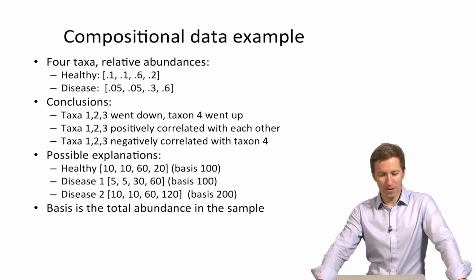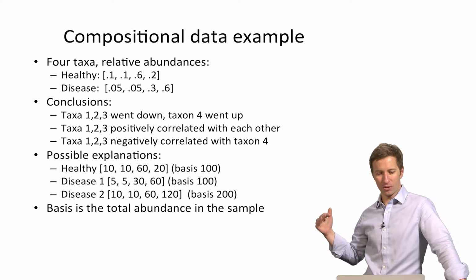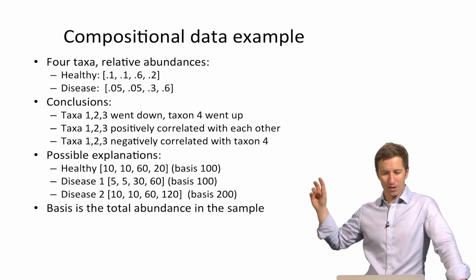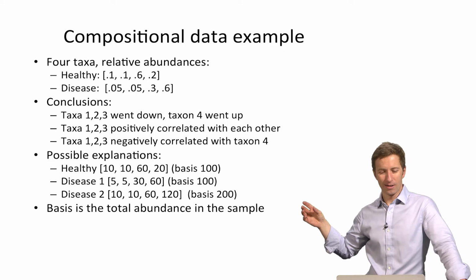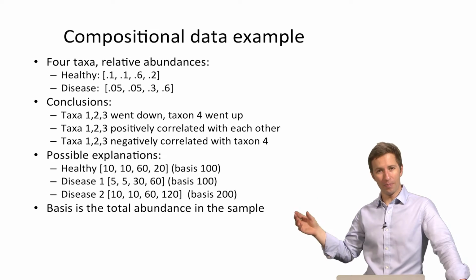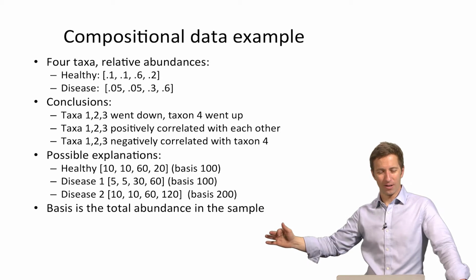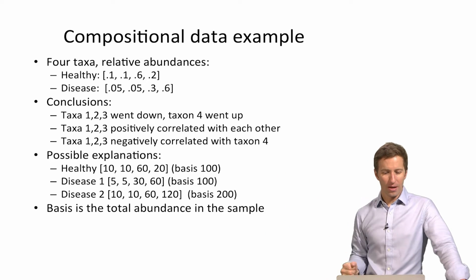And there are a number of effects. So here's another example. Let's say you have a healthy and diseased treatment. These are the fractions of bugs you've observed in each treatment. And what you conclude if you look at these fractions is that, again, the last species went from 0.2 to 0.6. So you'd think that species is up in disease. And then the other species all went down from healthy to disease. So you think that those are higher in healthy.